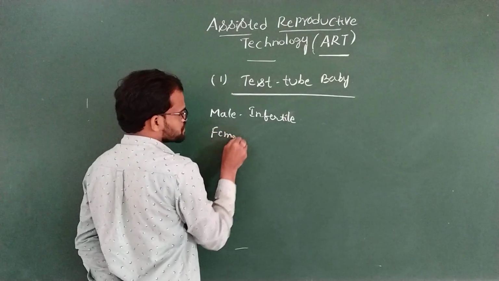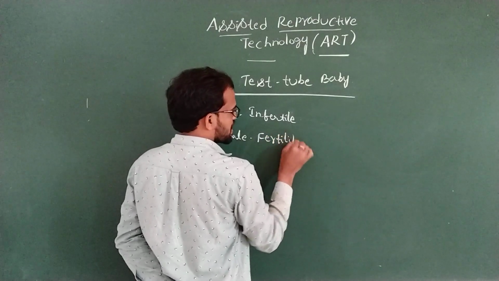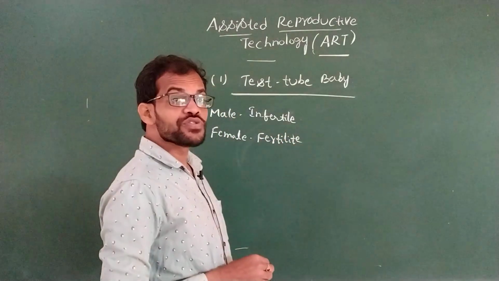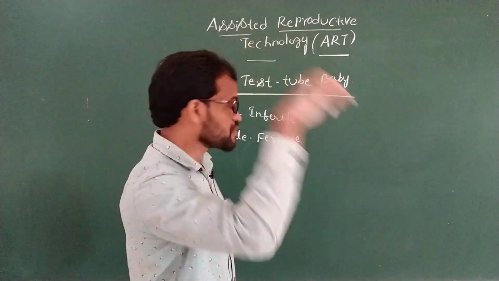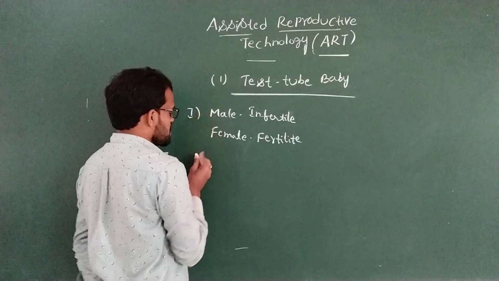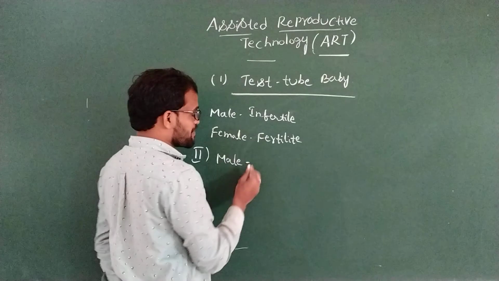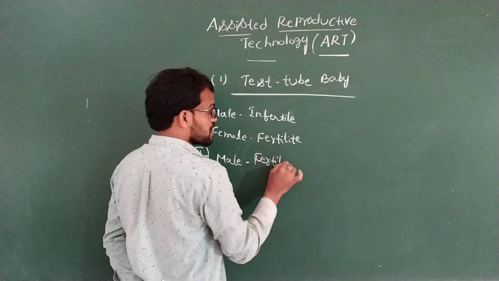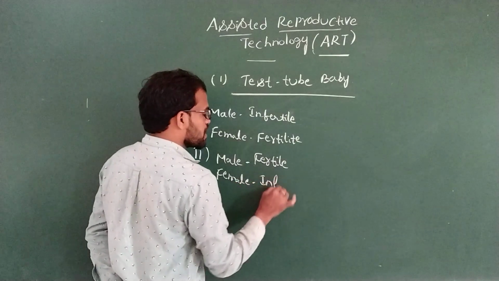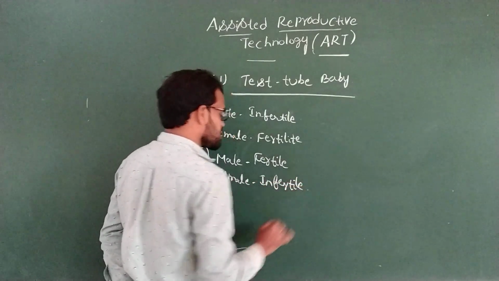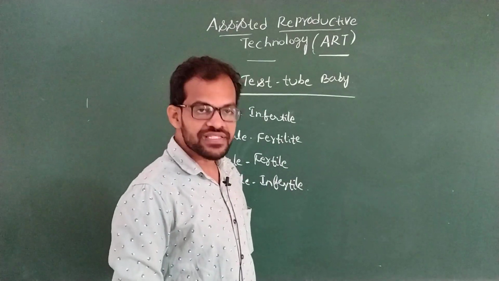The female is fertile. Female fertile means the female produces egg cells, but the male does not produce sperm cells. They go for test tube babies. That is the first case. In the second case, the male is fertile, meaning he produces sperm cells, but the female is infertile, meaning she does not produce any egg cells. Again, they go for test tube babies.